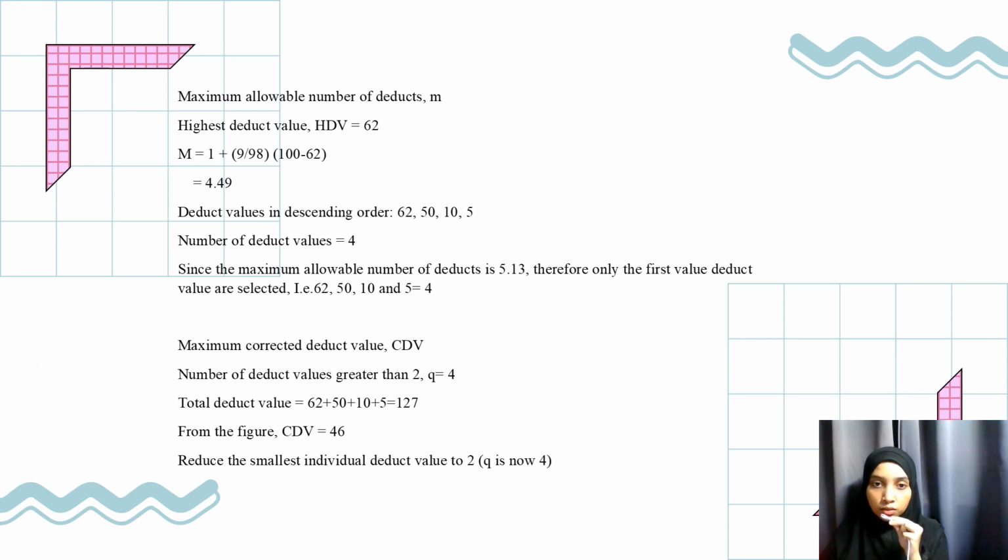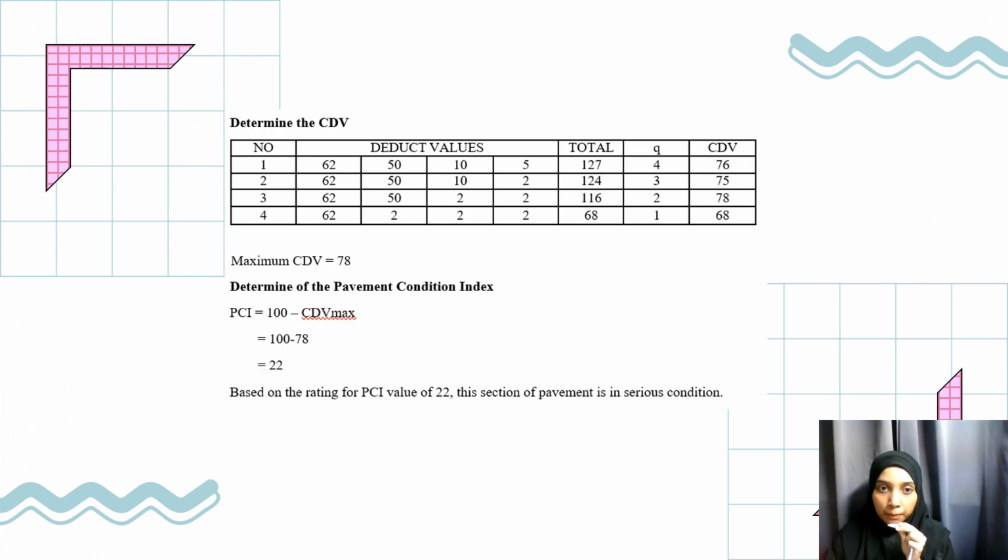Maximum corrected deduct value, CDV. Number of deduct values greater than 2, so Q is equal to 4. Total deduct value is 127. From the figure, CDV, we can get 46. We reduce the smallest individual deduct value to 2, so Q is now 4. From the table, we can get the maximum CDV is 78. Determining the Pavement Condition Index, PCI, we can get 22. Based on the rating for a PCI value of 22, this section of pavement is in serious condition.